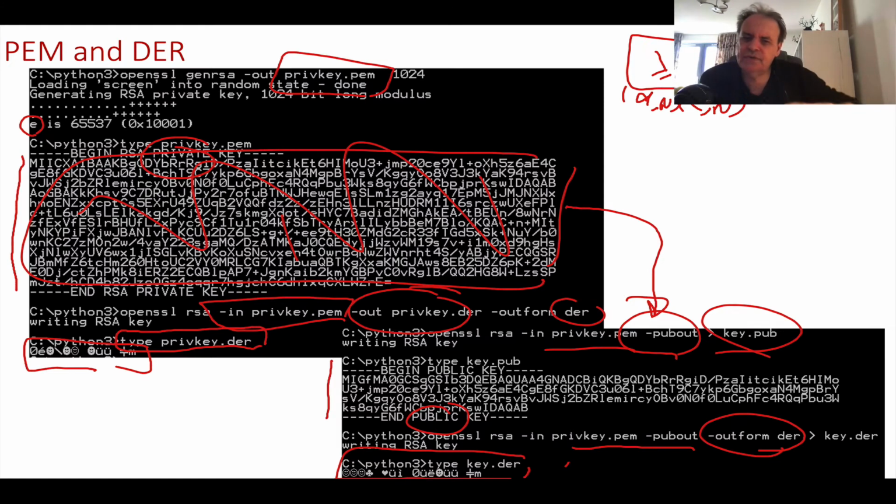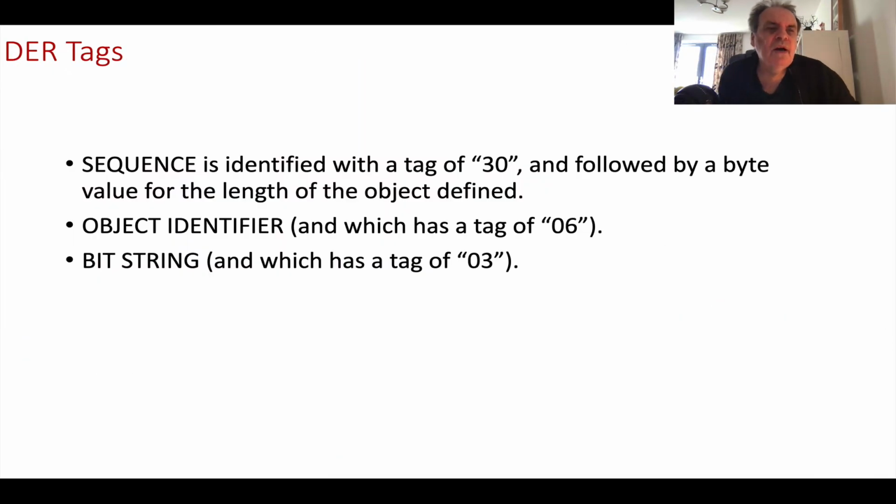So how are we going to be able to read in this binary data for the DER? Well, we have what are called tags inside DER. So we just identify a few of them, and it'll give you the understanding of how DER is created and how we can actually interpret it.